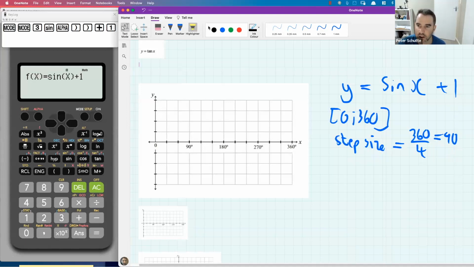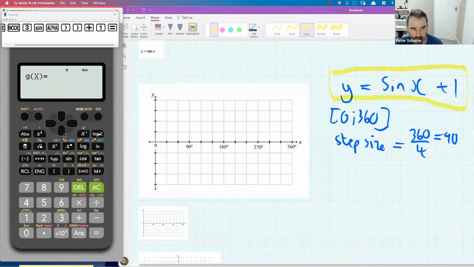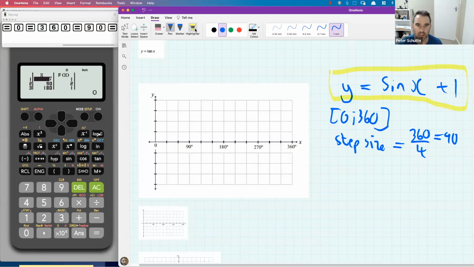Now, the calculator is not done helping me yet. I now need to put in the other information. So how do I do that? Well, I press equals. Okay, now it's asking me, do I want to put a second function in? I don't. So I'm going to hit equals. And where do I want to start? I want to start at 0. Where do I want to end? I want to end at 360. And what is my step size? My step size is going to be 90. And goodness knows, it gives me the points that help me draw this graph.